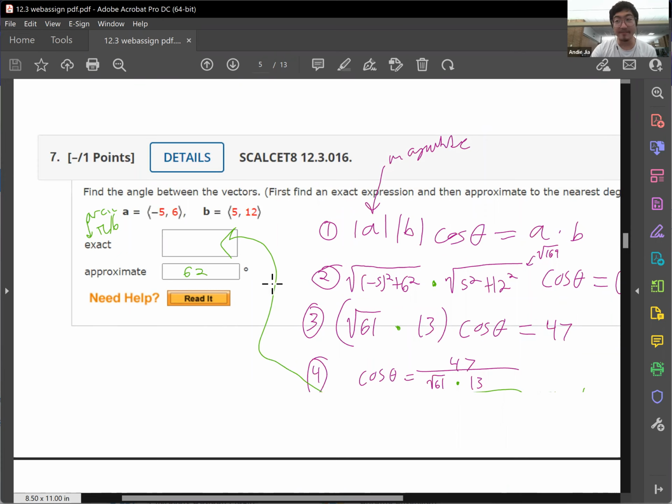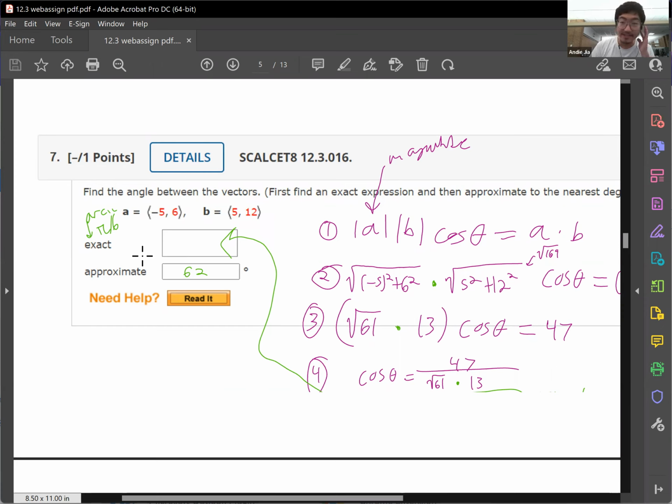Number seven is the same kind of thing. We only need to find the exact angle. Even though we have defined values here, we can't just compute the dot product because they're not asking for the dot product. They are asking for the angle between the vectors.